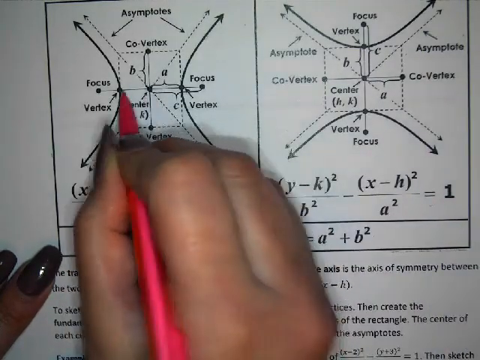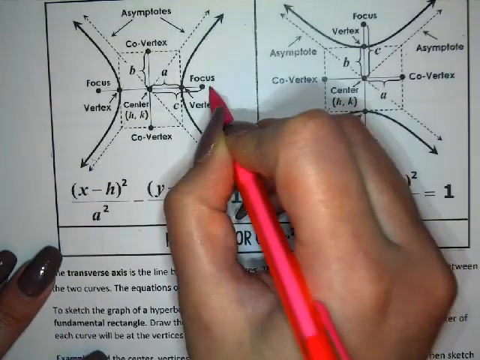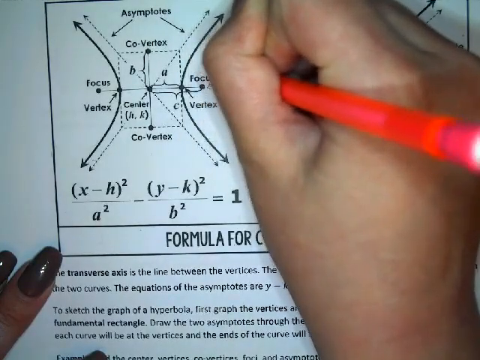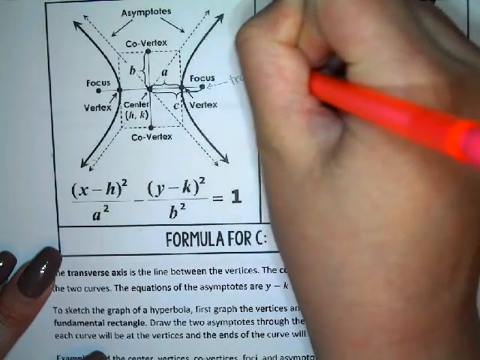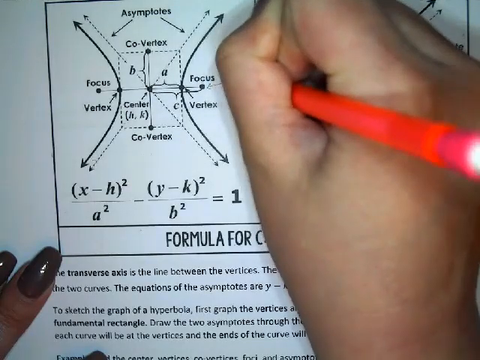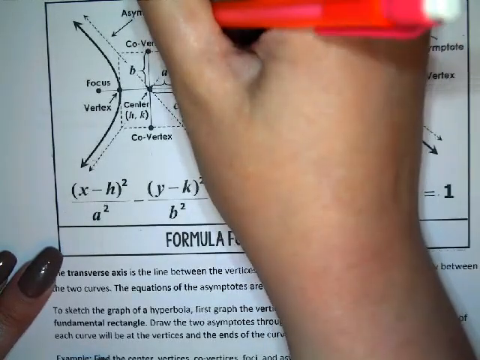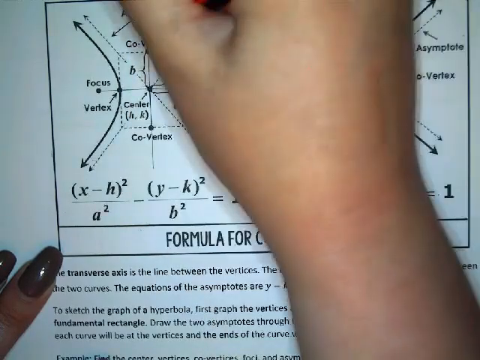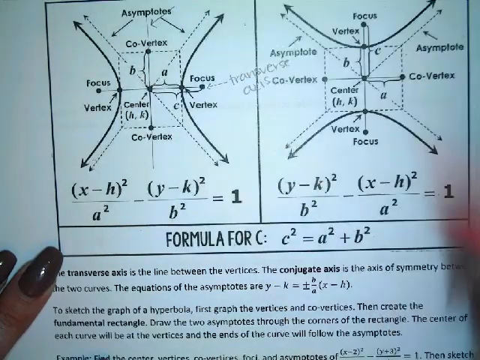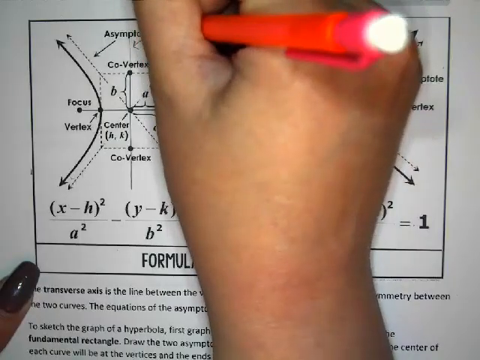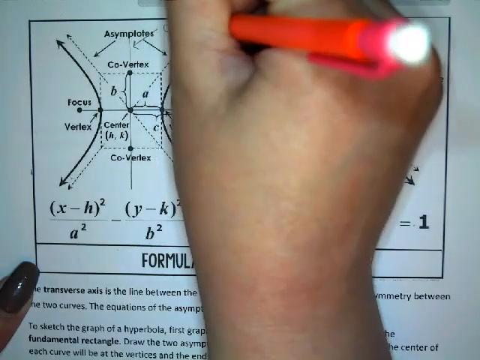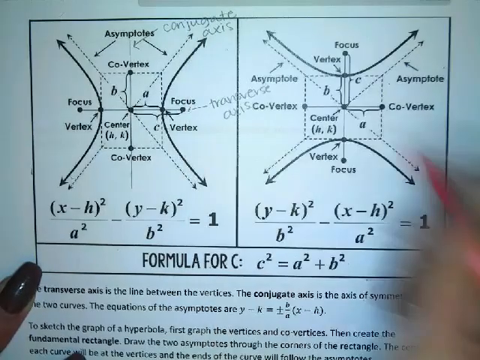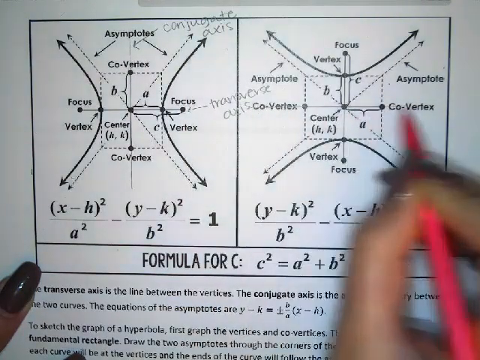So the line between the two vertices, I'm just going to draw an arrow right here. This is the transverse axis, and then this line right here is the conjugate axis. And then on this picture they are swapped.